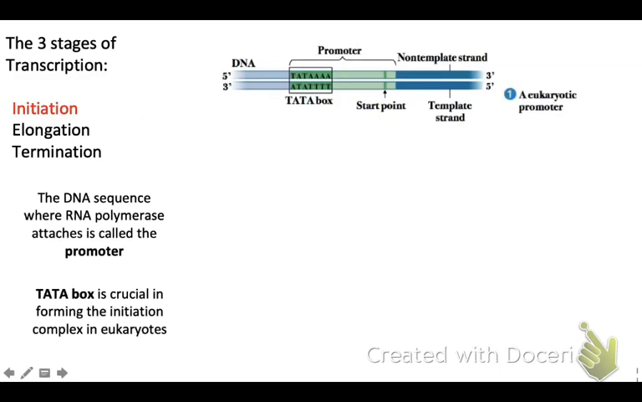Here's a closer version of what a promoter might look like in eukaryotes. You can see a sequence in here called the TATA box. And this is in eukaryotes, but not prokaryotes, critical for forming the initiation complex, so before transcription can actually begin. This sequence is recognized by RNA polymerase and it can bind and then proceed to initiate transcription downstream.